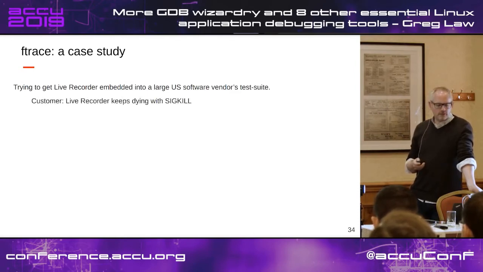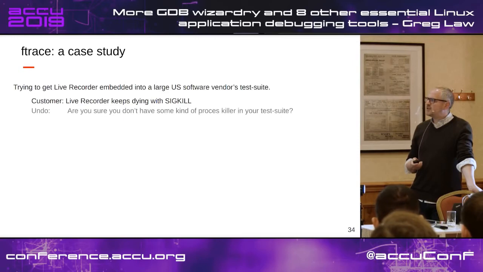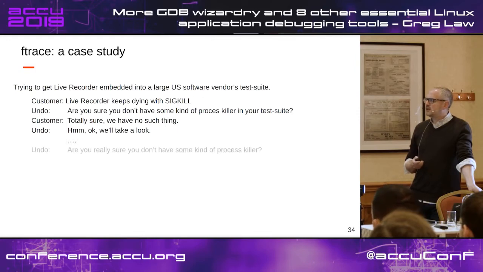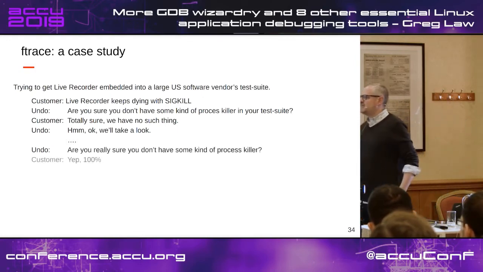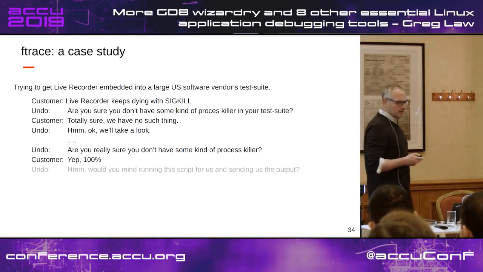They said, yeah, well, the thing keeps dying with these SIGKILLs. We said, oh, we've seen that before. This is quite common. You probably have some kind of process killer in your test environment that's kicking in and causing these problems. And they said, no, we don't do that. It's not that. Okay. So we had more of a think, scratched our heads, came back, and said, really? Sure you don't have a process killer? No, definitely don't have a process killer.